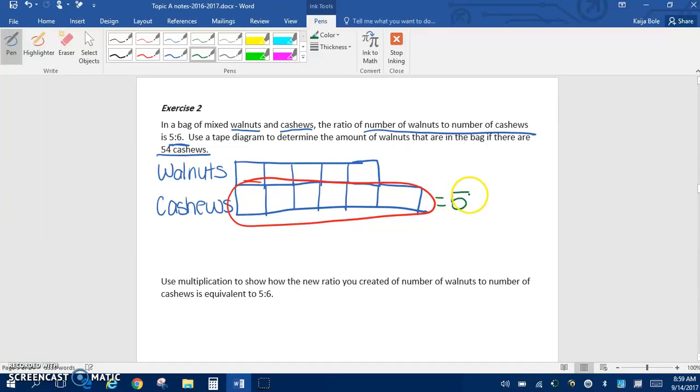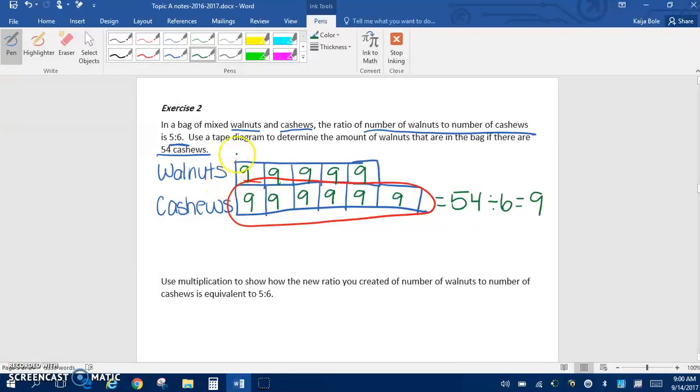So now we know that there are 6 boxes there. So we're going to do 54 divided by 6. And if you have to do it off to the side or think about it for a second, 54 divided by 6 is 9. So that means each box represents 9. So go ahead and fill all those in.